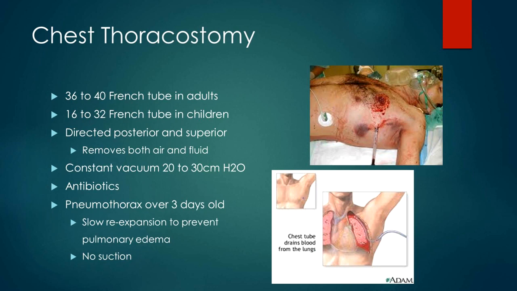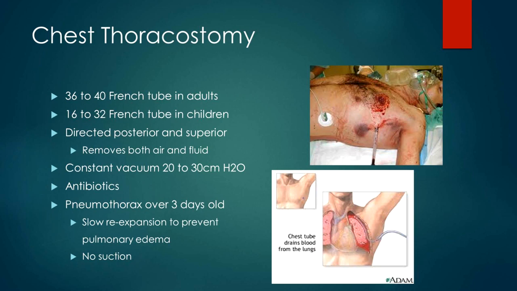Again, you want to direct the tube posterior and cephalic. You want to make sure that you're going towards the apex of the lung, because that'll get more of air and liquid. Typically, if you're putting it in, you're going to put them to continuous suction and watch for air leak. Antibiotics are plus minus. Typically, if they're a bad trauma patient, they have penetrating chest trauma, they'll get some type of antibiotic coverage, usually something like Zosyn or Ancef or one of them.